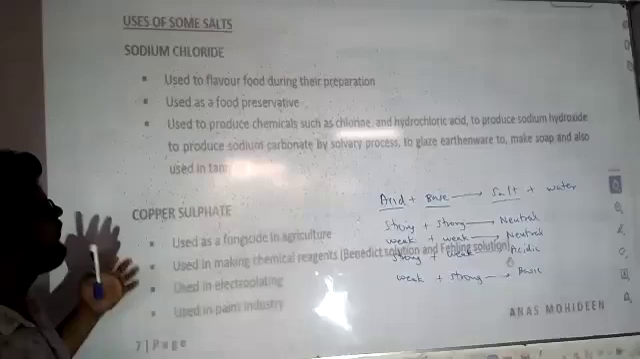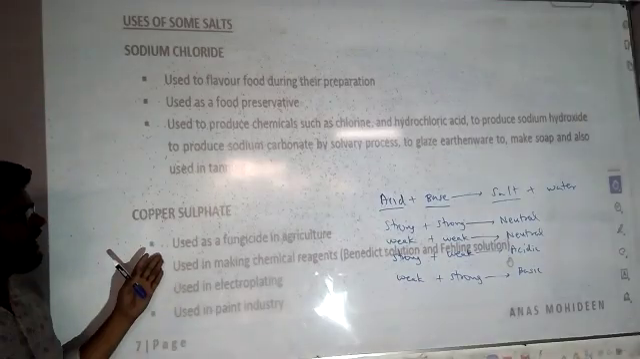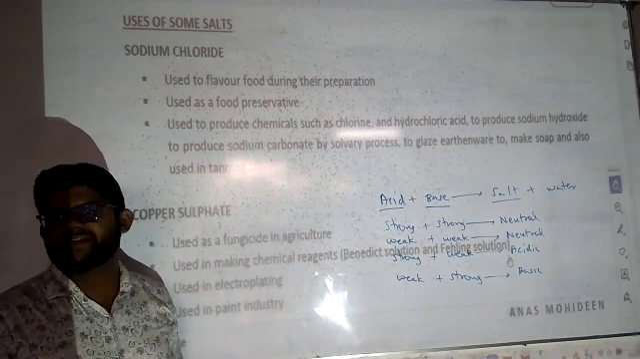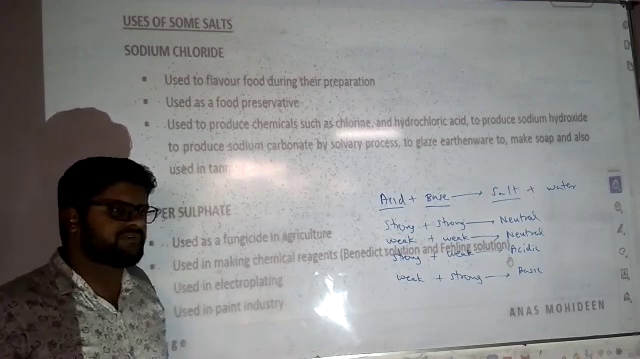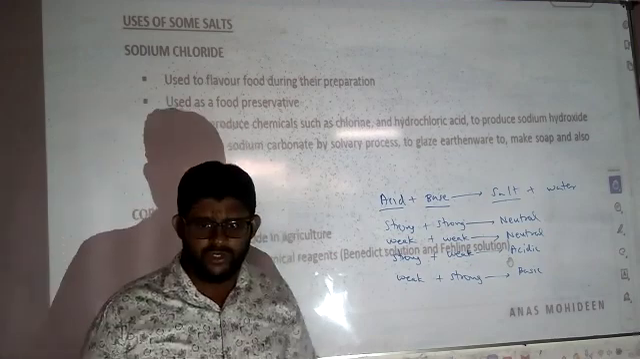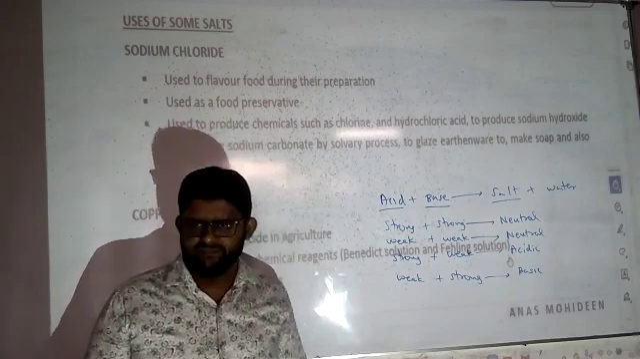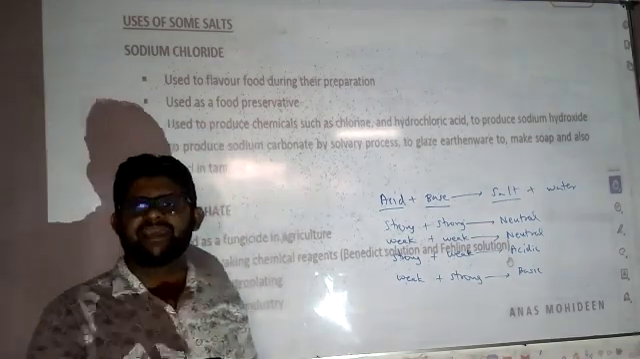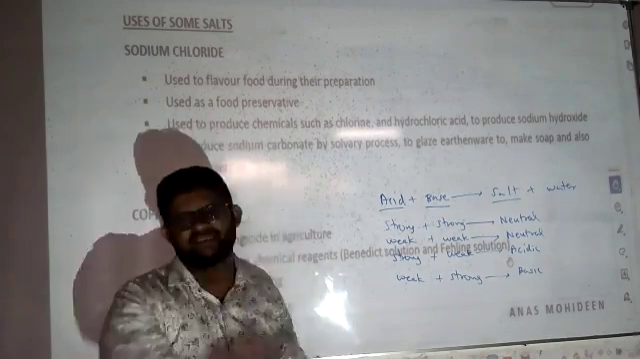Right? And what is there here? Copper sulfate. Look here. It is used as a fungicide in agriculture. Fungicide means against fungal growth. To destroy fungal growth, we use certain methods, so copper sulfate is used as a fungicide. Against fungal growth, we add this chemical.